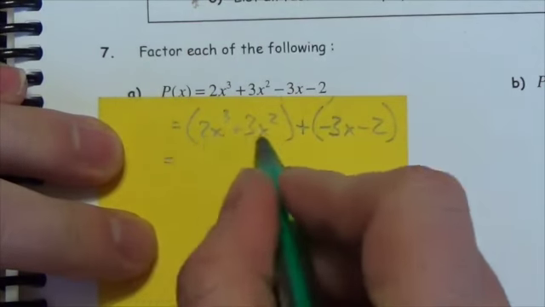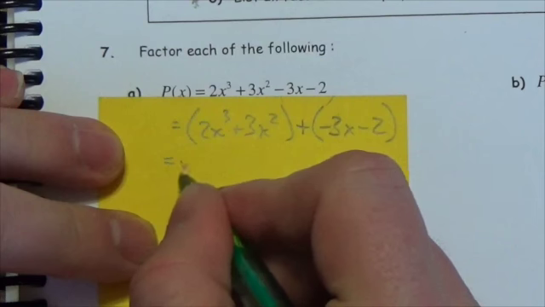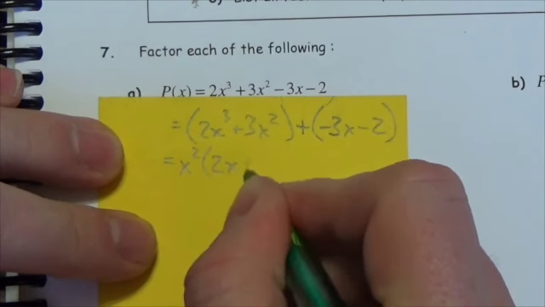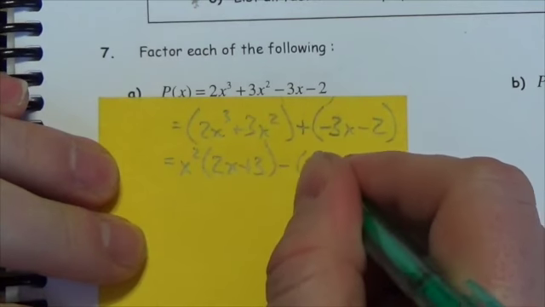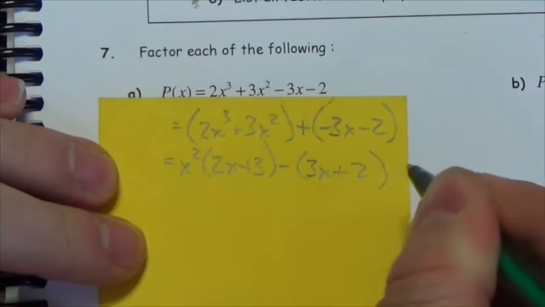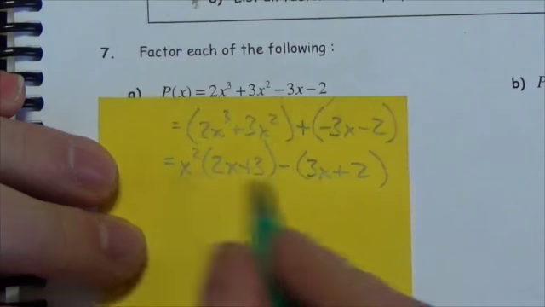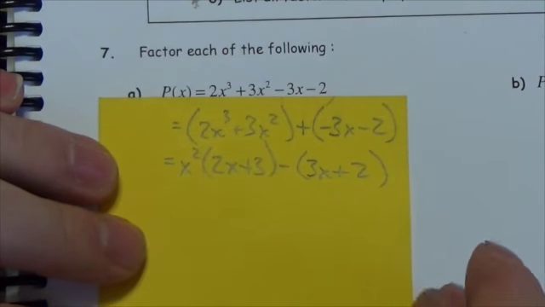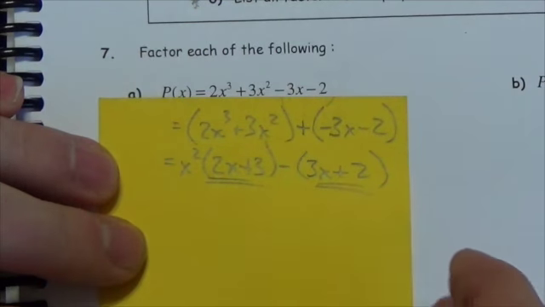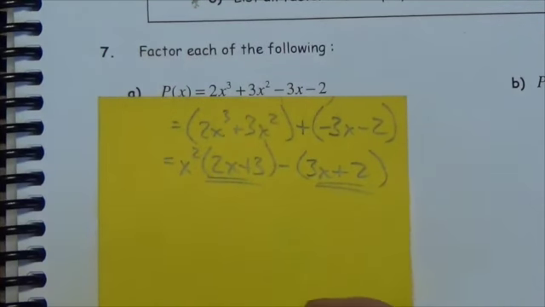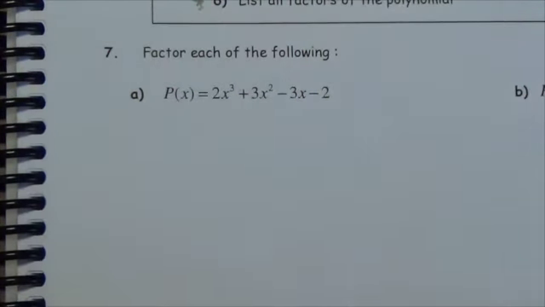Now, take out what's common out of those two terms. I'm going to take out the x squared, and I will be left with 2x plus 3. Here I will take out the negative, and I'm left with 3x plus 2. And this is where factoring by grouping stops, because this should be the same as this if factoring by grouping is going to work. So that's no good.